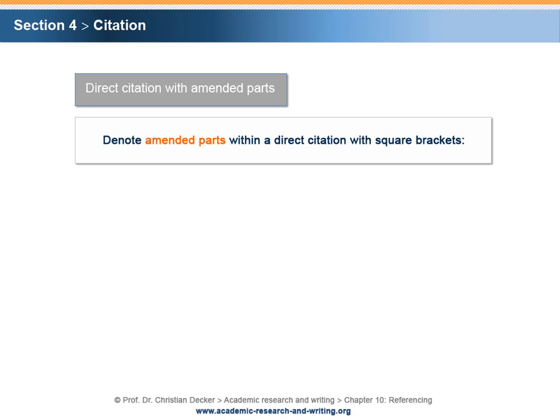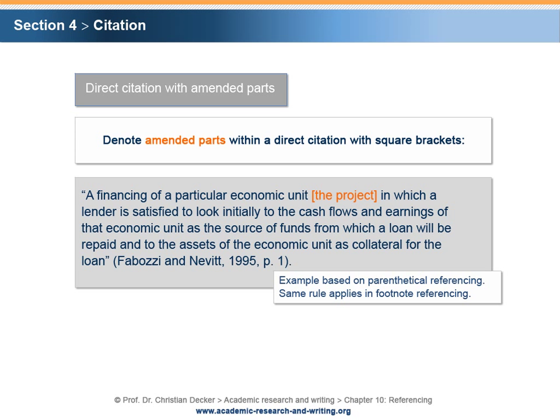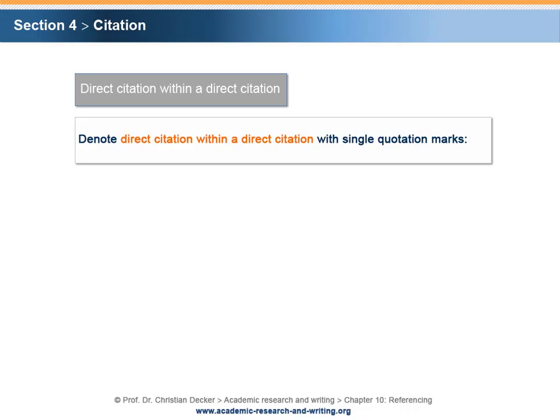If the direct citation has amended parts, the following rule applies. Amended parts within a direct citation have to be denoted with square brackets as shown in the example. If a direct citation is included within a direct citation, the following rule applies. Direct citation within a direct citation has to be denoted with single quotation marks, as demonstrated in the following example.